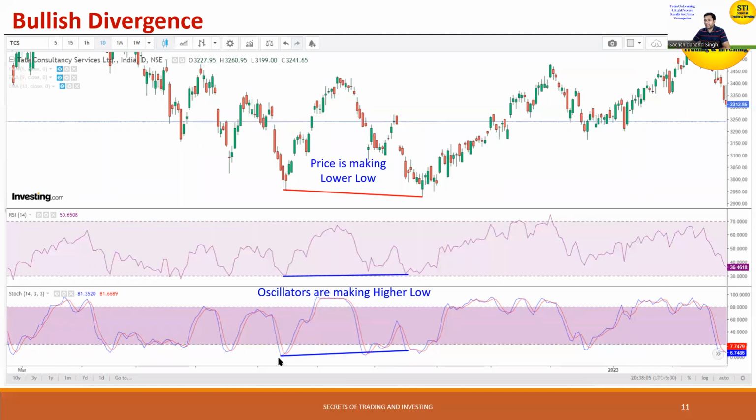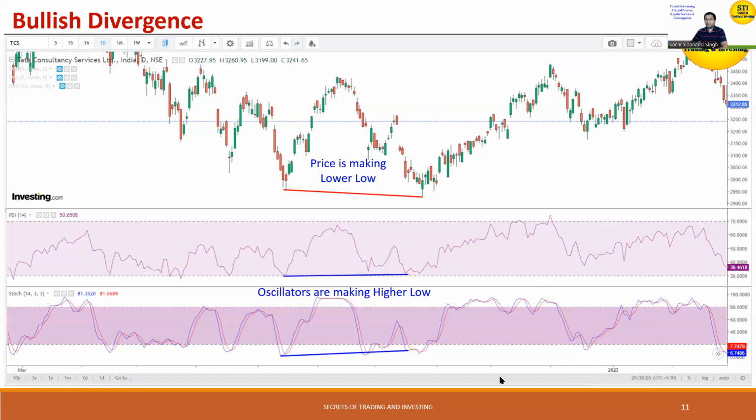If you look at the stochastic also, at the first point it is down, but at the second point, where the price is lower than the previous one, the stochastic value is not lower. It is higher than the previous one. Here I explain this momentum theory, which suggests that even though the price is going down, the momentum of going down is decreasing.